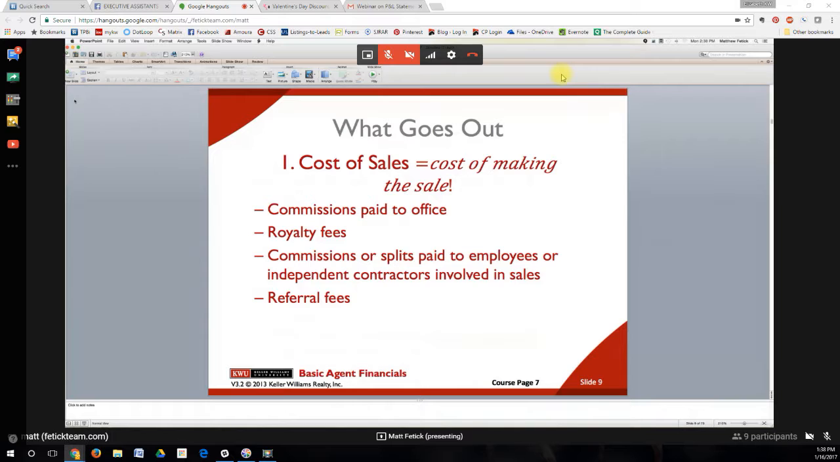We're going to track what we paid to the office. We're going to track what we paid to Keller Williams International if we're still paying a royalty. Does that make sense? Anybody stuck on that one?